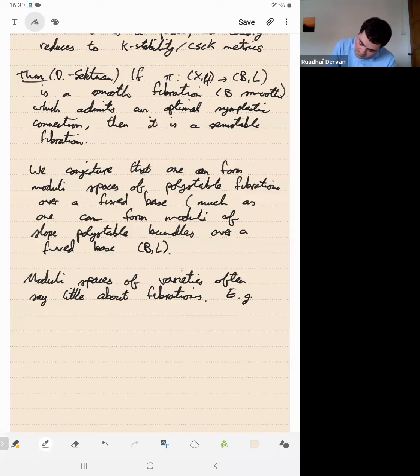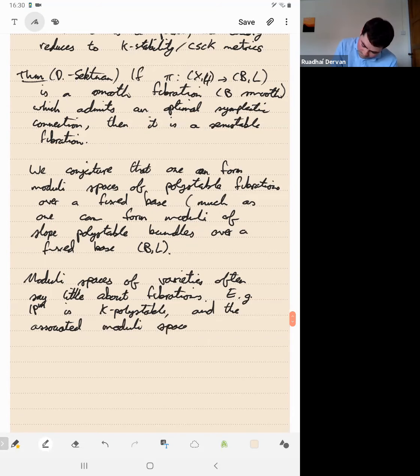I'll be a little bit more explicit about what I mean. For example, projective space P^m is K-polystable. I think now one can prove this purely algebro-geometrically, but it follows from the fact that the Fubini-Study metric is Kähler-Einstein. But the associated moduli space is just a point, essentially because projective space is rigid. So it's really not telling you anything at all.